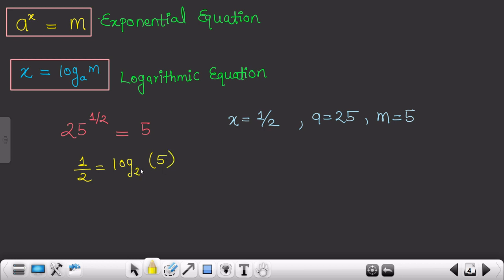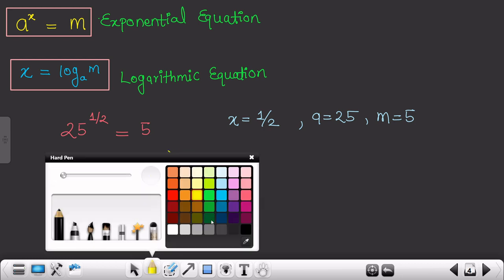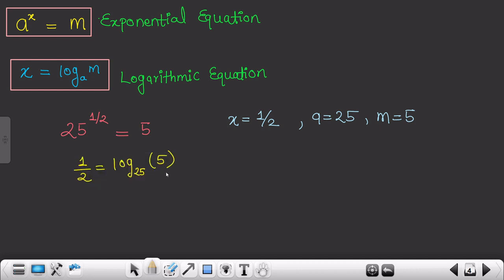Yes, to the base 25. So what does that mean? This means by what power we have to raise this 25 such that we end up getting the value as 5.